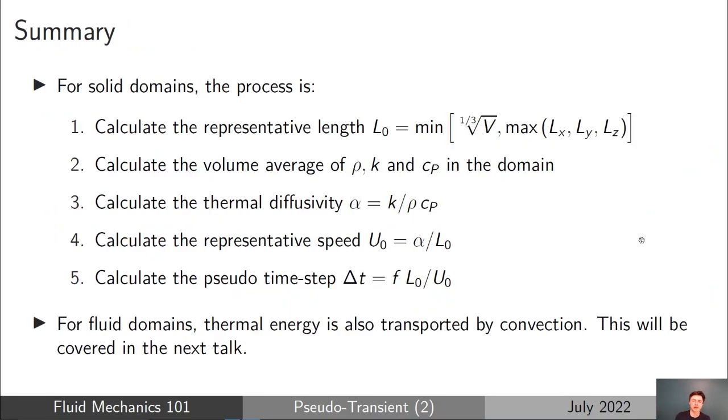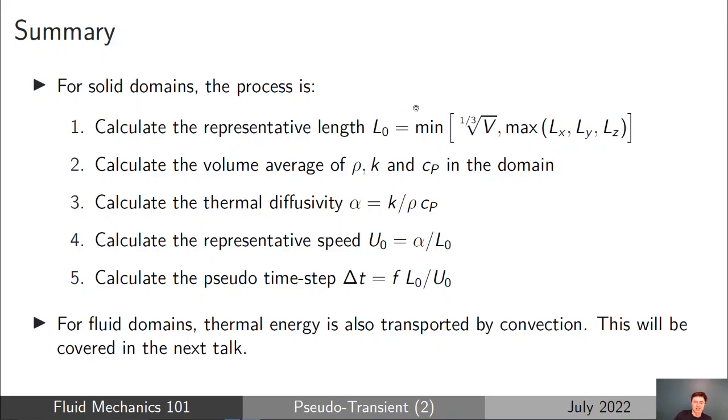And so I just want to quickly wrap up with the overall process for how we specify that pseudo time step for solid domains in CFD. The overall process is we start by taking that domain and ignoring the mesh, just looking at the entire domain as one continuous object. And then we start with calculating its representative length. And you could use the cube root of the volume or the maximum length of that domain, depending on what type of shape you've got.